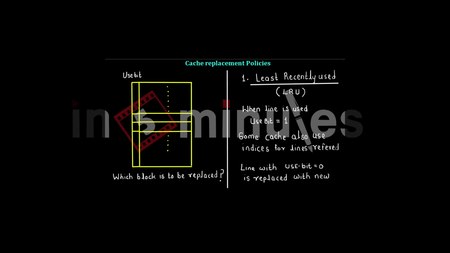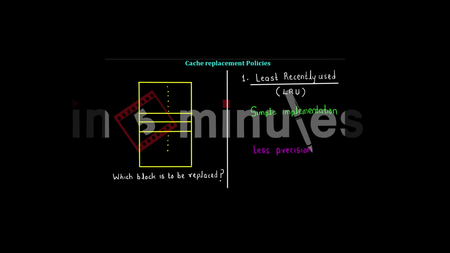This algorithm looks pretty simple to implement and uses the very basic principle of replacing the least recently used line. So this is the basic advantage of this algorithm, that the implementation is very simple. However, it gives very little precision, as there might be more than one line which has the use bit set to 0, which are not recently used. Then the selection has to be made randomly. So it gives less precision regarding the usage of a particular cache line.